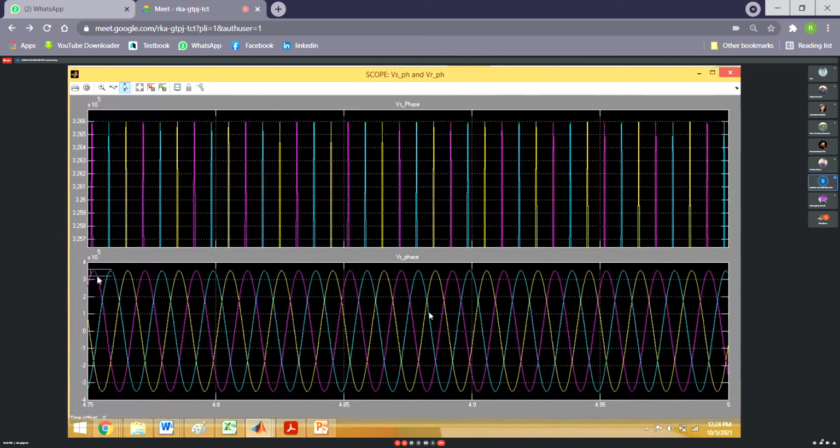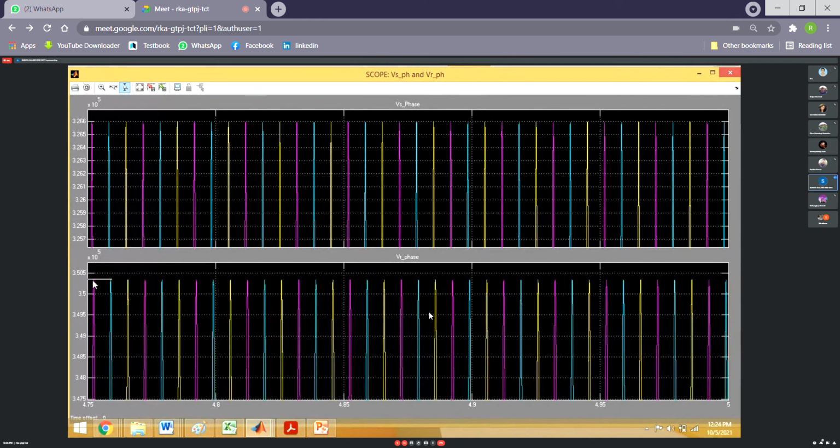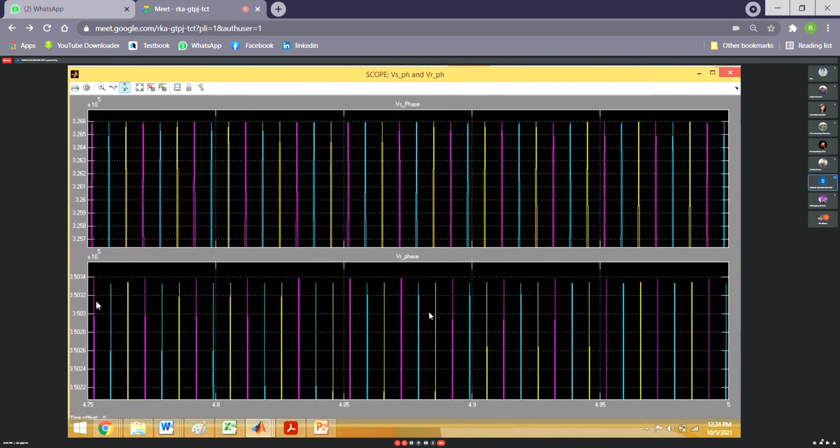Now let us see the receiving end voltage. You see here it is near 350. It's 350.5034 × 10^5. Right. Have you copied the sending and receiving end peak voltage? Copied, ma'am.